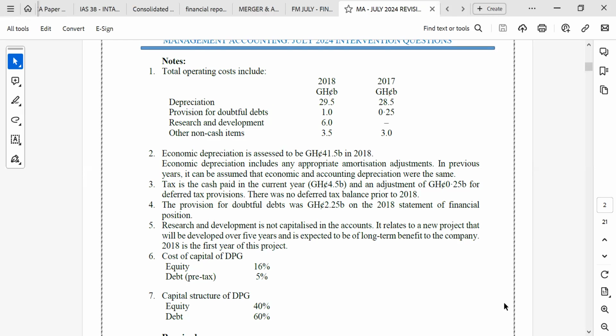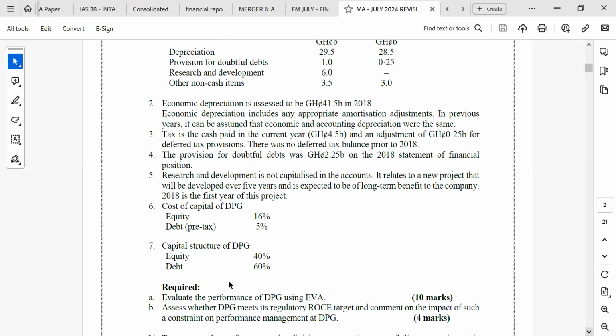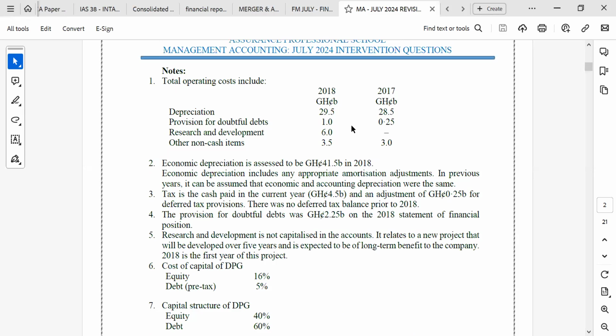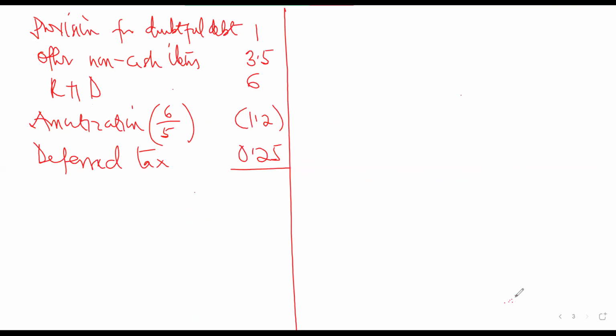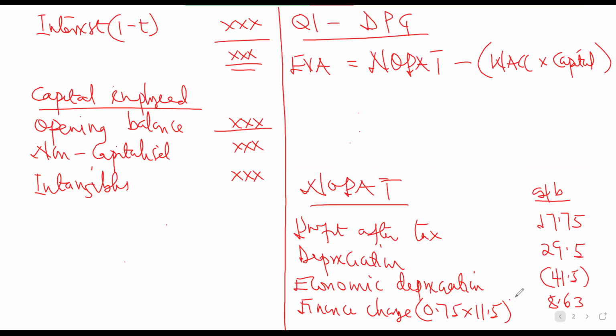They said there was no prior deferred tax balance prior to 2018, so this is relating to 2018. The provision for doubtful debt was 2.5. That's one they are giving for us to adjust the capital employed. I'll do that, you see. Then we have the research and development expenditure not capitalized. We have the cost of capital and pre-tax cost of capital. We have the debt capital structure. Let's now have our profits. So I'm sure we have adjusted everything. Provision for doubtful debts has been adjusted. Let's now get our NOPAT. So what will be the total figure that we'll be having?